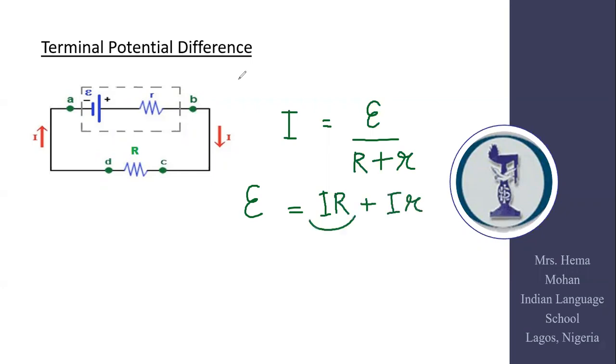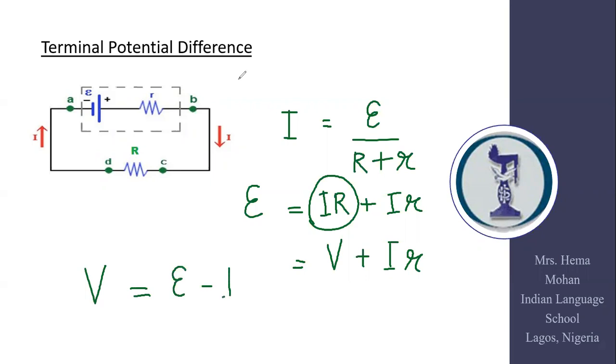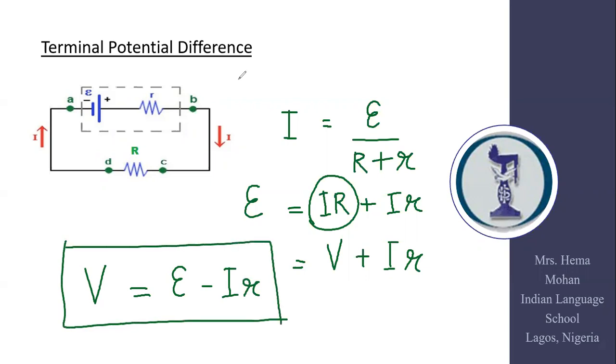Now this IR is the drop across the external load. That will be equal to the drop across the terminals, because the load is connected parallel to the electrodes. So I'm going to call that the terminal potential difference, V, plus Ir. So I get my expression for the terminal potential difference to be equal to E minus Ir. So you can see here the terminal potential difference is always less than the EMF, because EMF is the maximum drop when no current is taken.